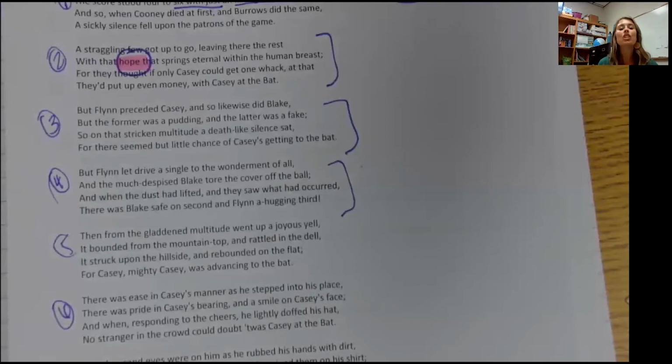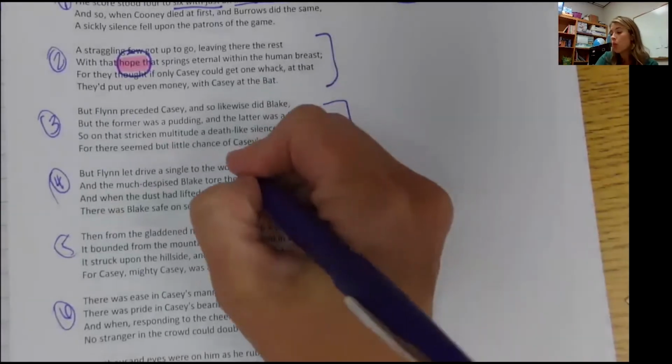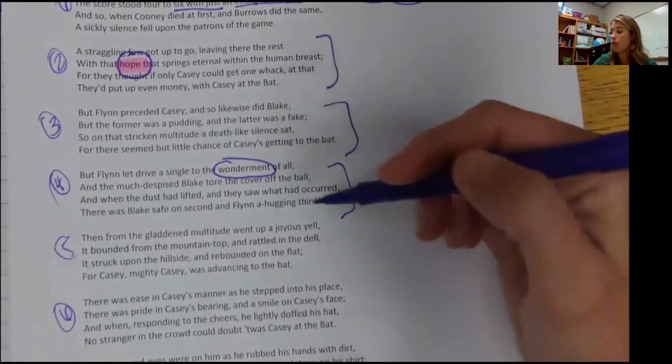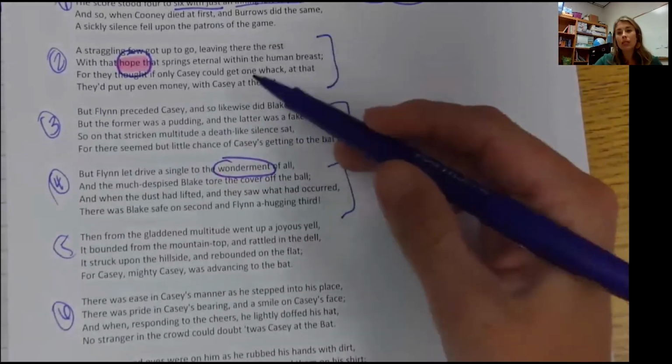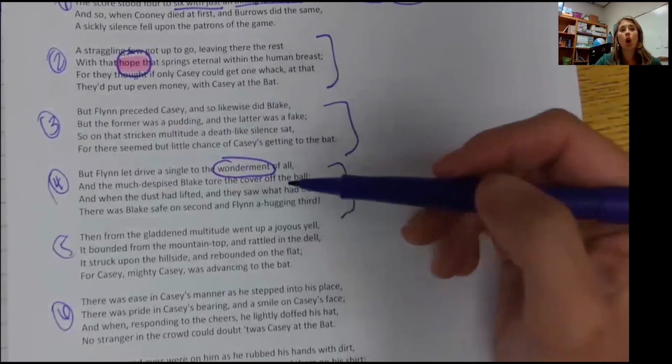Yes, what did we just find out in this stanza? What are the fans feeling now? That's right, they're feeling hopeful. And the word wonderment tells me that they're feeling hopeful. So they go from feeling hopelessness and despair to feeling hopeful.